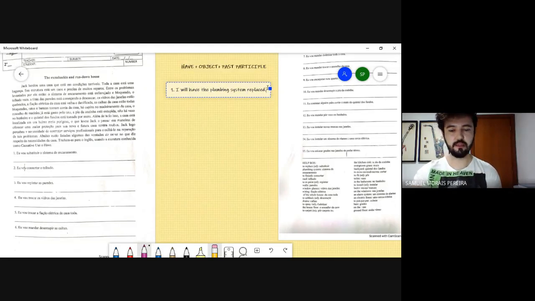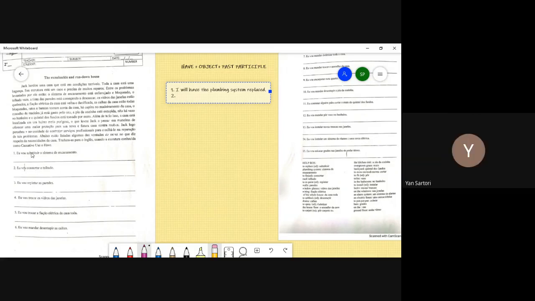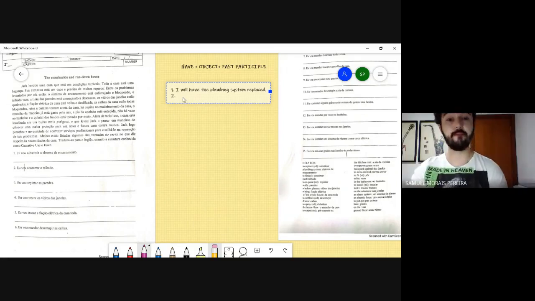Eu vou pedir para vocês abrirem os microfones, tá? Então fiquem espertos aí. Olha só. Number 2. Eu vou consertar o telhado. Let me start with you, Ian Sartori. Can you open your microphone, please? Hello. Hi, Ian. So can you do the next one? Can you see here? Dá para ver, Ian? Eu fiz, já tá anotado aqui.